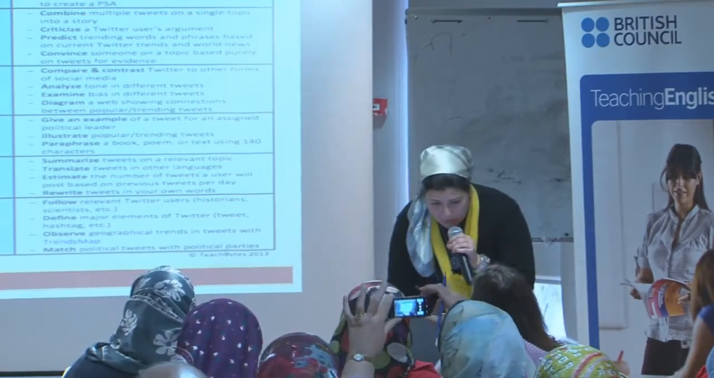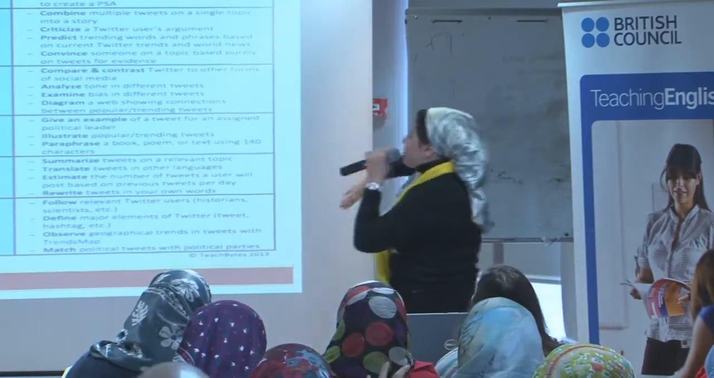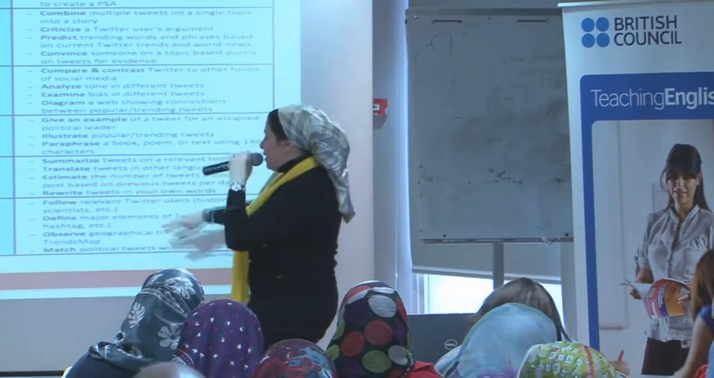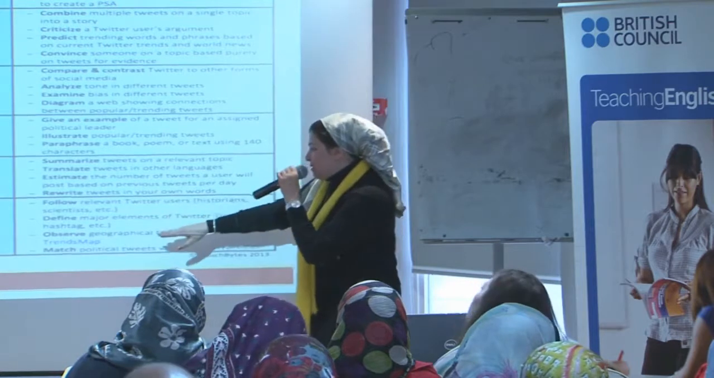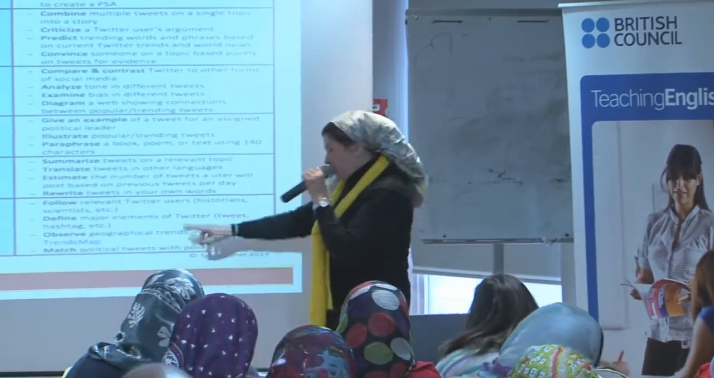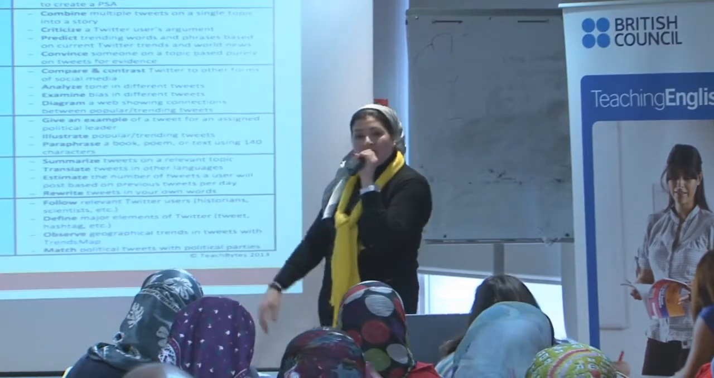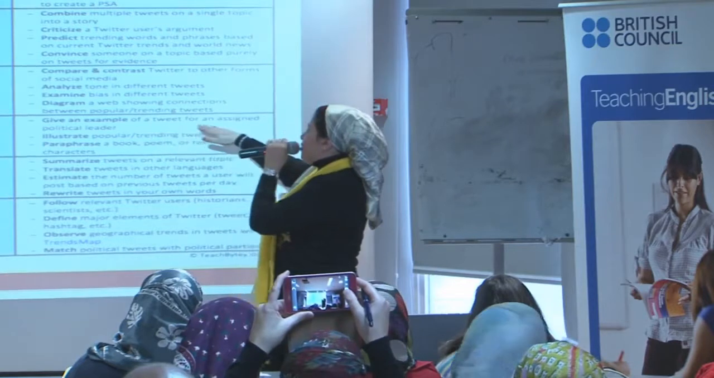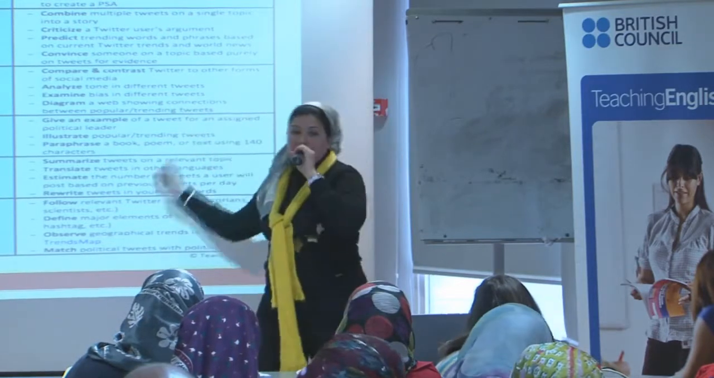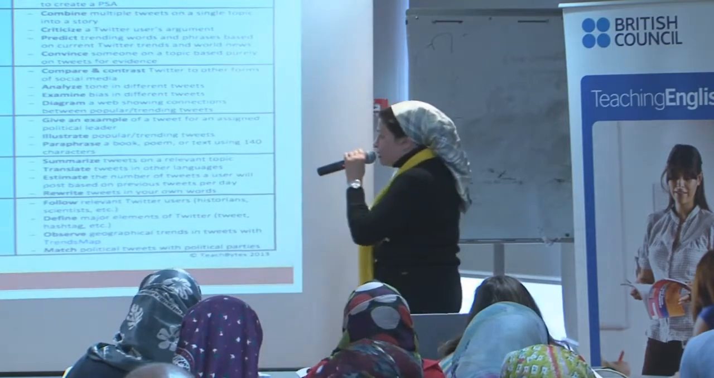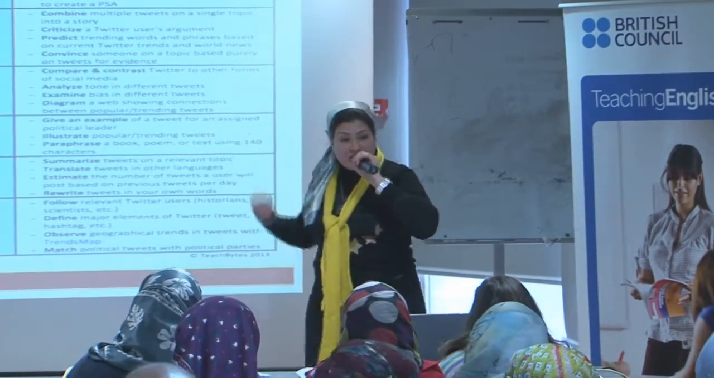Okay? So in Twitter, if you want them to remember and understand, you can simply tell them to define major elements of Twitter, hashtags, observe geographical trends, and so on. If you want them to apply, you can tell them, give an example of a tweet for an assigned political leader, illustrate popular trending tweets, paraphrase poems and books, and so on.